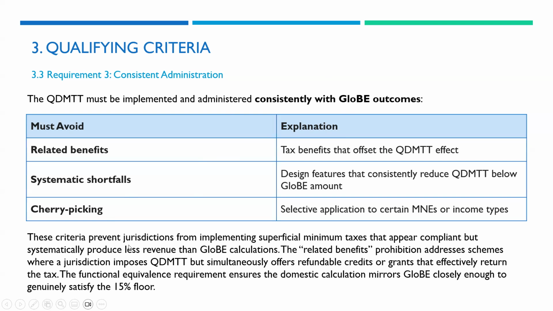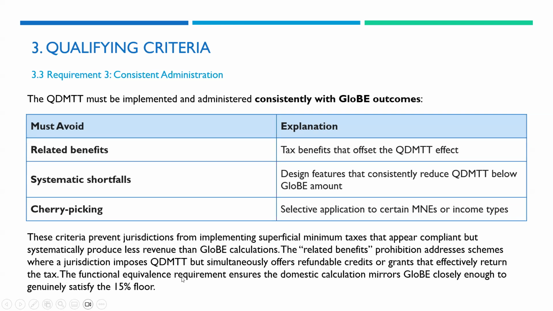So these criteria prevent jurisdictions from implementing superficial minimum taxes that appear compliant but systematically produce less revenue than group calculations. The related benefits prohibition addresses schemes where a jurisdiction imposes a QDMTT but simultaneously offers refundable credits or grants that effectively return the tax. Okay, that's not fair.